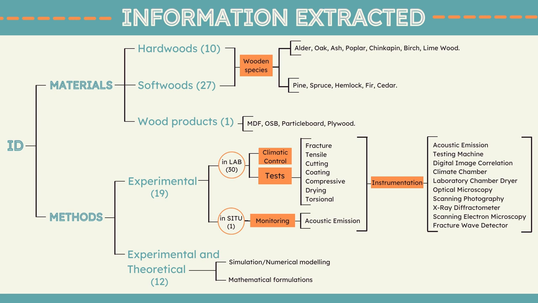Except for the acoustic emission that was part of all the keyword combinations, the testing machine was used very often to perform the different types of tests already described. Digital image correlation was often used to record images during the tests. Climate chamber and laboratory chamber dryer were used in the cases of climatic control on the samples, and other techniques listed in the slides were used less frequently.